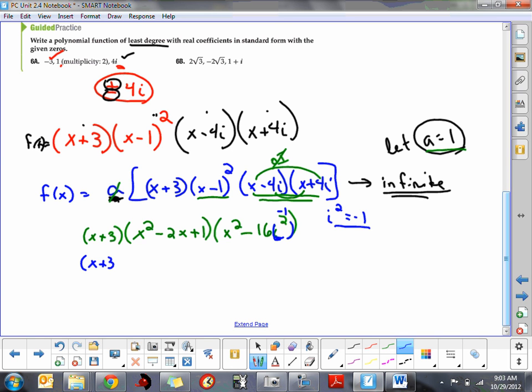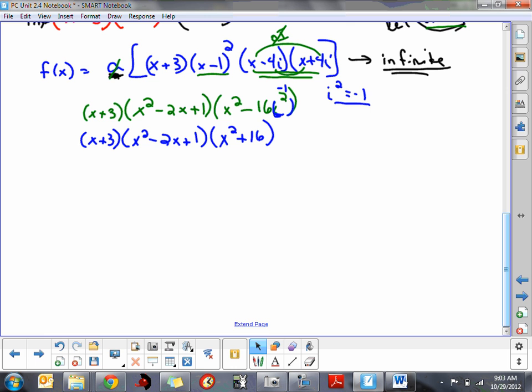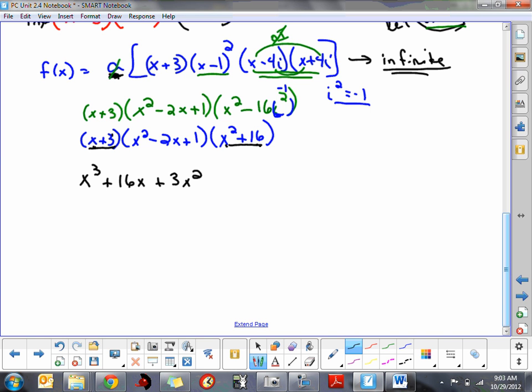So I'll have an equivalent expression that says x plus 3 times the quantity x squared minus 2x plus 1 times the quantity x squared plus 16. Now we still have to multiply all these together, so it becomes quite a bit of distributing. I'm going to choose to multiply these two together. I like multiplying those binomials together first and then working with the trinomials. So I'm going to take an x times x squared, which is x cubed. An x times 16, which is 16x. A 3 times x squared, which is 3x squared. And a 3 times 16, which is 48.